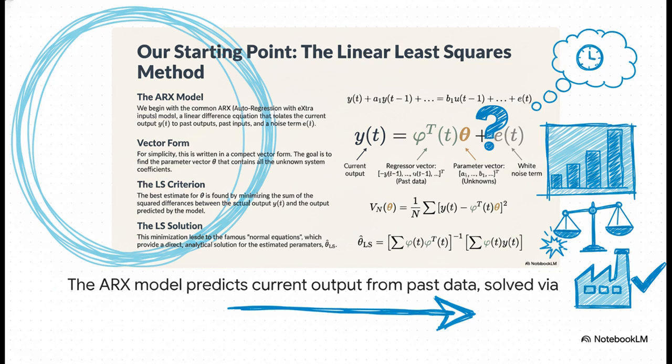Now, that's just a fancy way of saying we're trying to predict the current output, y of t, using a combination of past outputs and past inputs. It's pretty straightforward. We bundle all that past data into a vector we call the regressor, phi, and all the unknown things we're trying to find into a parameter vector, theta. The whole goal is to find the theta that makes the error between our prediction and the real output as small as possible. And the least squares solution gives us this really direct, elegant formula for it. On the surface, it seems absolutely perfect.